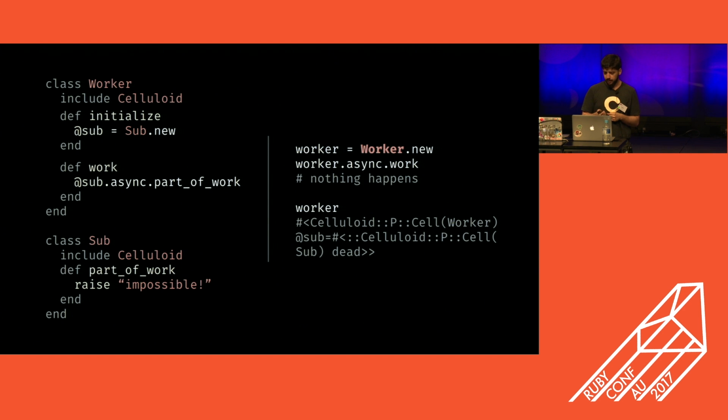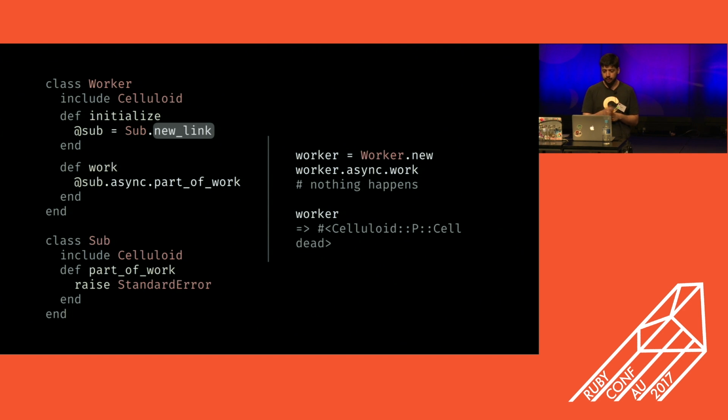But you can fix that with a tiny little change. Instead of calling new, you can call new_link. And that creates a link between those two actors. So whenever an exception happens in the child, the parent gets alerted by that exception. And if you don't do anything, the parent dies as well. So instead of having a system that's half broken, you have a system that's entirely broken, but you know about it. So you can do something.